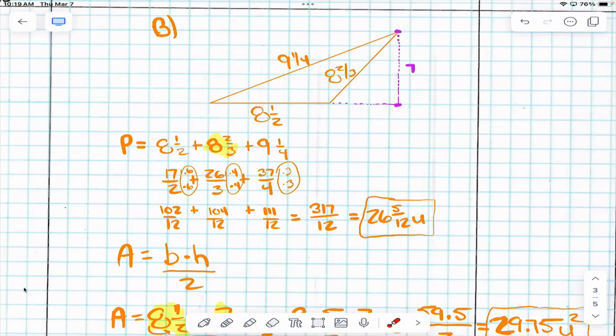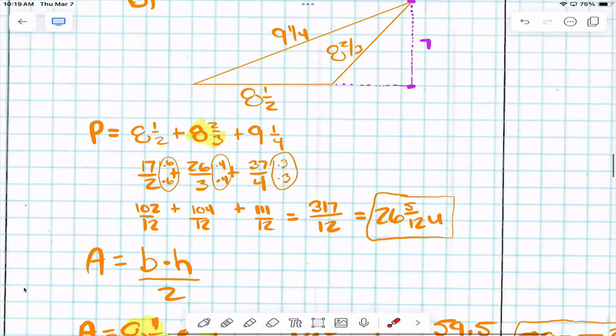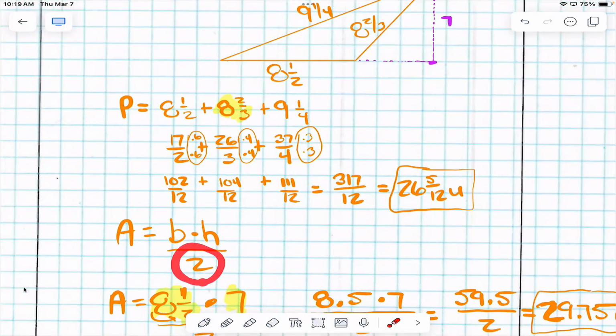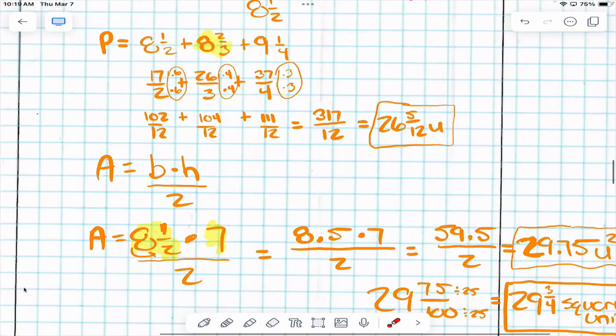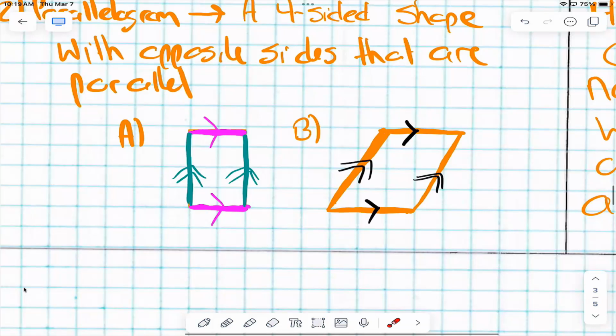On this problem right here, is this considered the height? No, because what is this line? It's a slanted line. Is this considered the height, the part that goes straight up and down? Yes. Do we have to use this for our height? Yes. And because it's a triangle, we always divide by 2 to find the area, right? Yes. Cool. Parallelograms, we know what they look like? Yes.